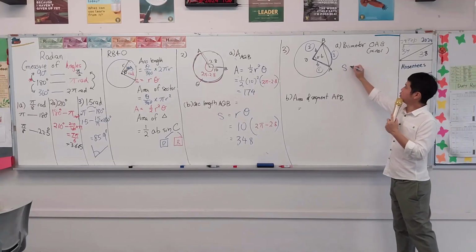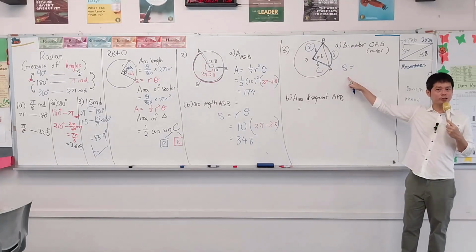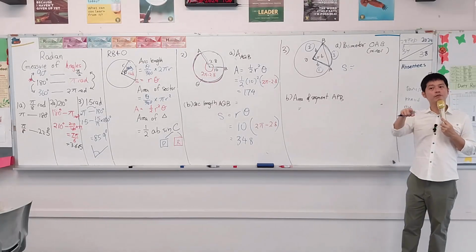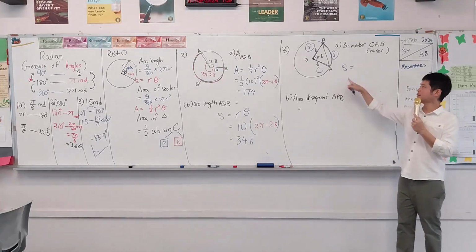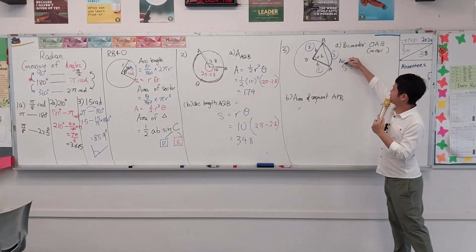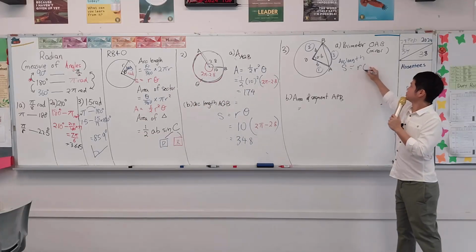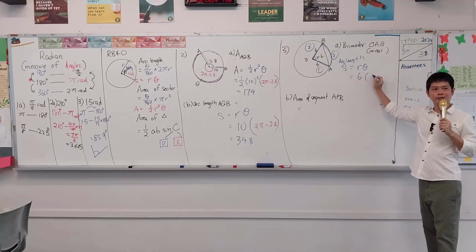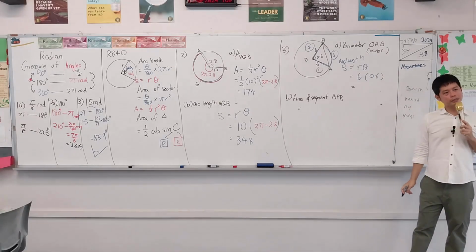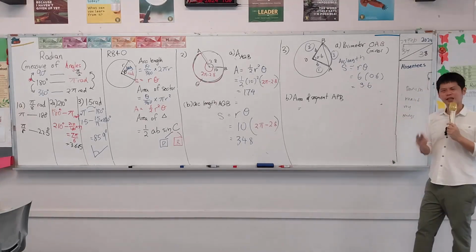The arc length. Why do I keep using S? If you are sharp, you realize I keep using S, because the formula sheet gives you the letter S. S stands for arc length. Formula. What is r? What is theta? That's all. And the answer, this will come up for WA, is 3.6. At least score these 2 marks.